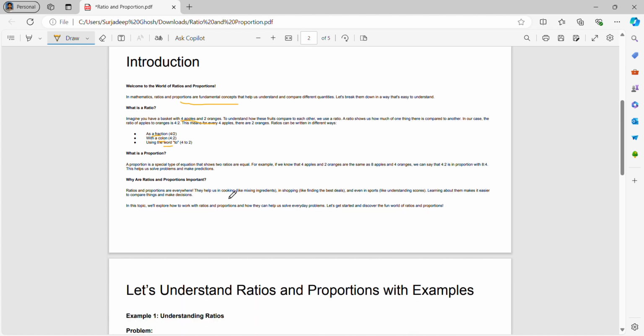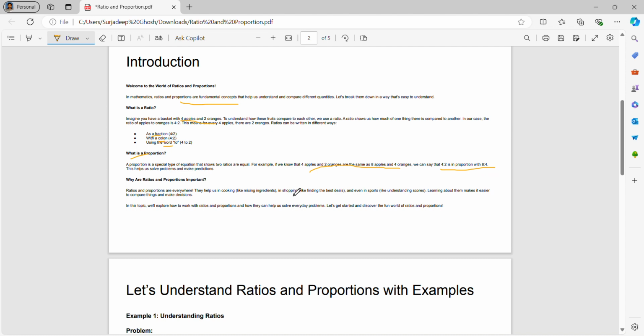So what is proportion? Proportion is a basic thing. We know till now that 4 apples and 2 oranges means the ratio is 4 to 2. Proportion is that 4 apples and 2 oranges are the same as 8 apples and 4 oranges. So we can say that 4 is to 2 is in proportion with 8 is to 4. It is a basic thing.